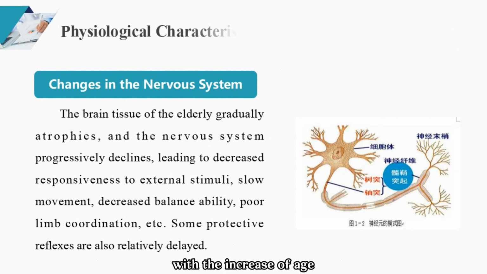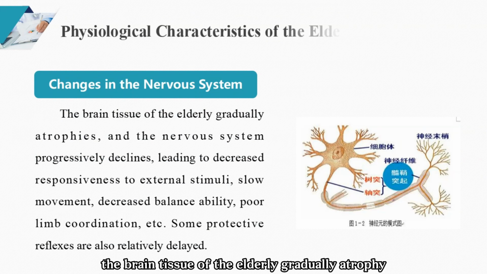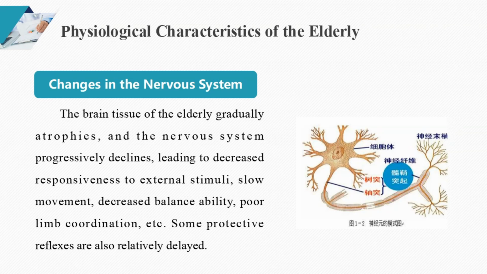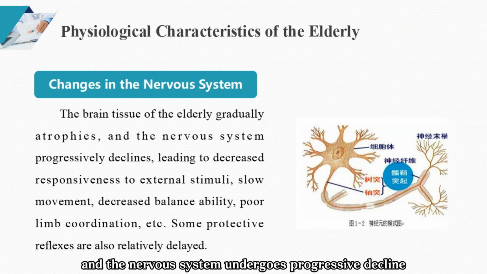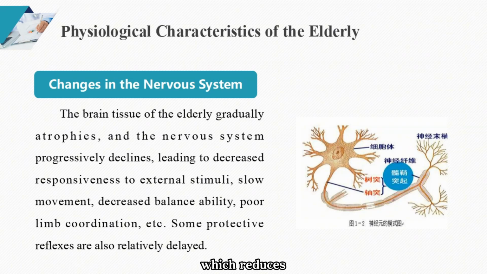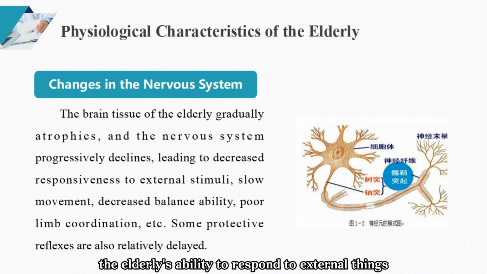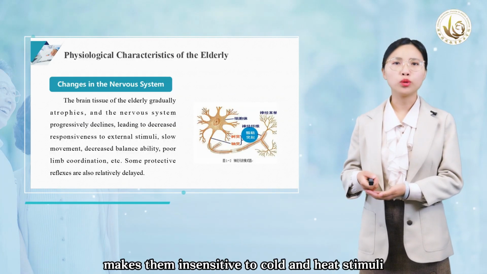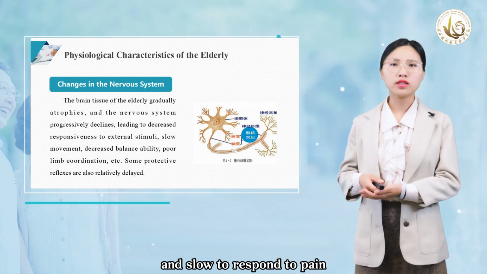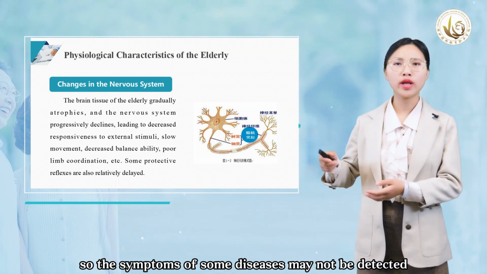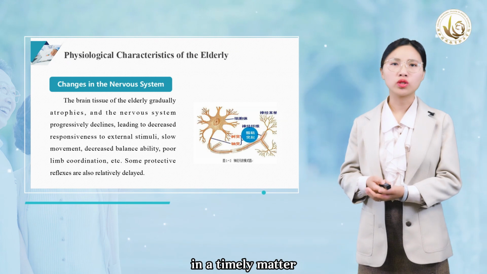With the increase of age, the brain tissue of the elderly gradually atrophies, and the nervous system undergoes progressive decline, which reduces the elderly's ability to respond to external things, makes them insensitive to cold and heat stimuli and slow to respond to pain, so the symptoms of some diseases may not be detected in a timely manner.